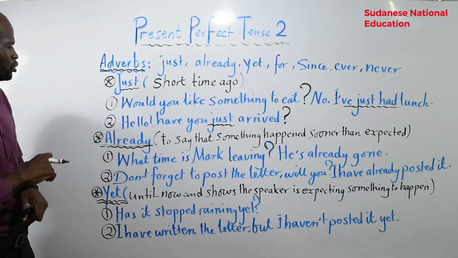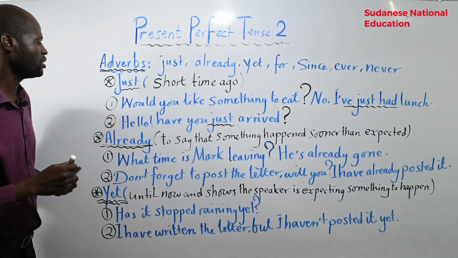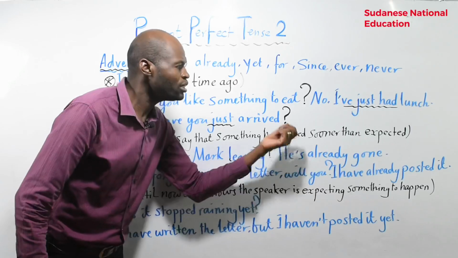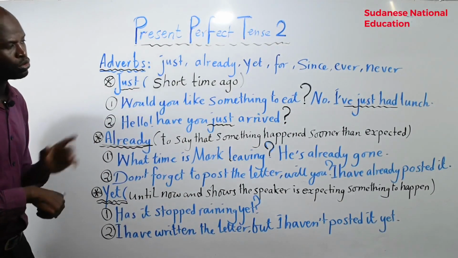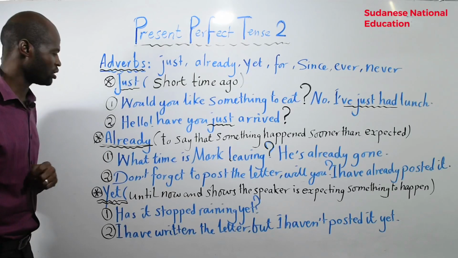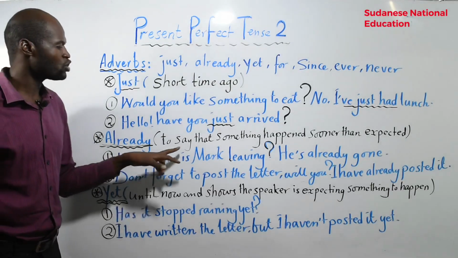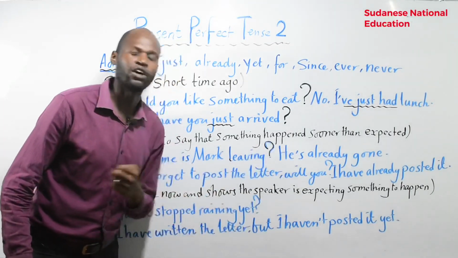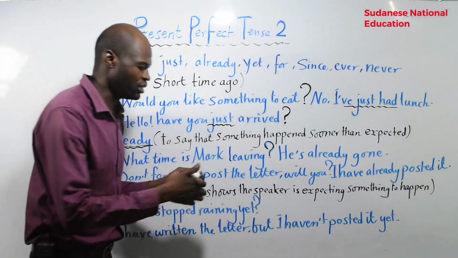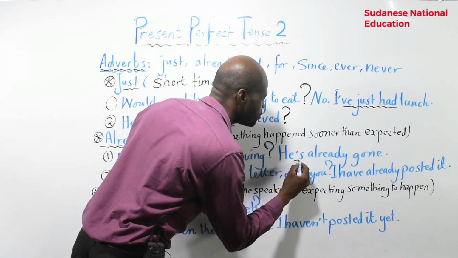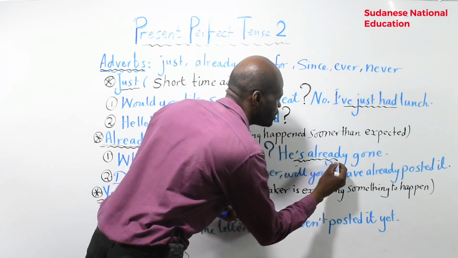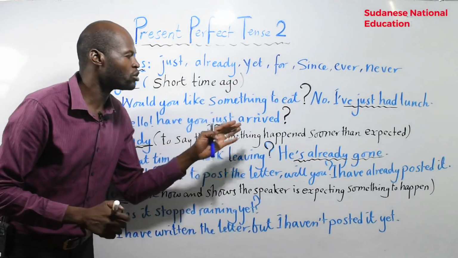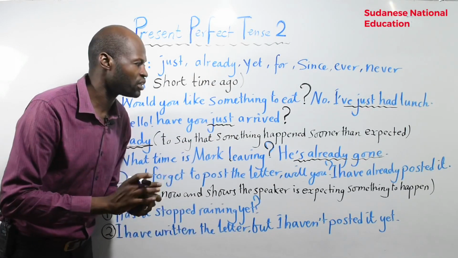Okay. Also we use the adverb already, and already is used to say that something happened sooner than expected. When we'd like to express this situation, we use the adverb already. Example: What time is Mark leaving? The answer: He's already gone. He's already gone. And here, he's is a short form of he has. He has already, and we have the past participle gone. We can say he has already gone or he's already gone.